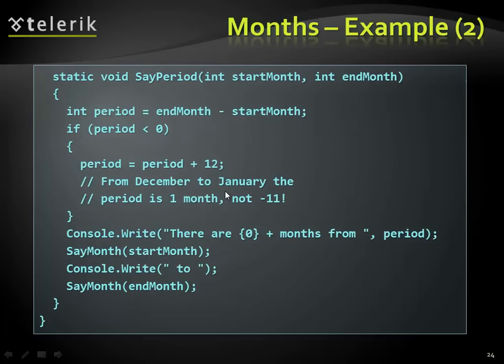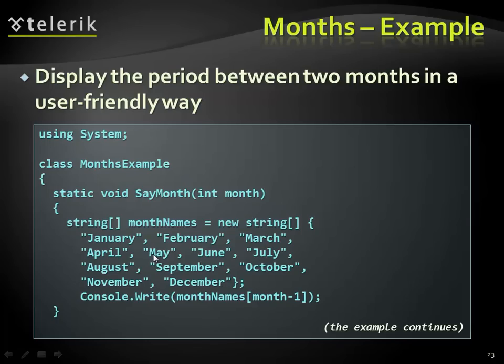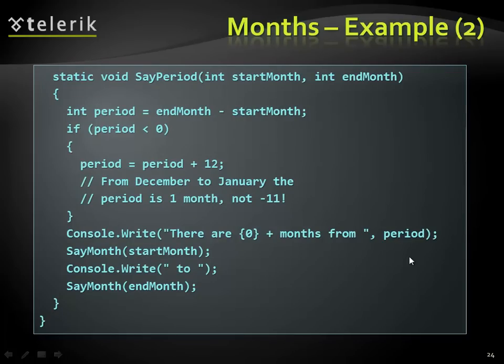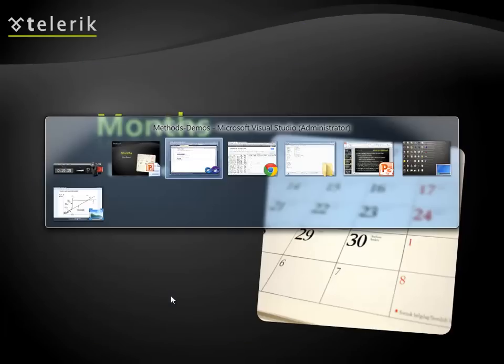Once we have that, we know the period, and we're printing out the name of the month by calling same month, which is the previous method that just gets them out of the array. We're printing them out here from this to that. And that's it. Let's see it.